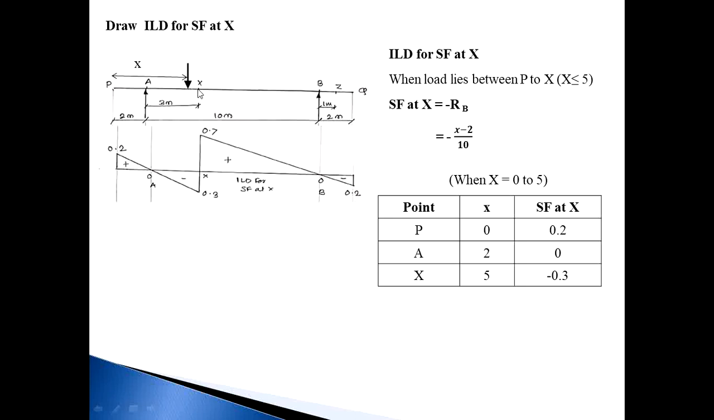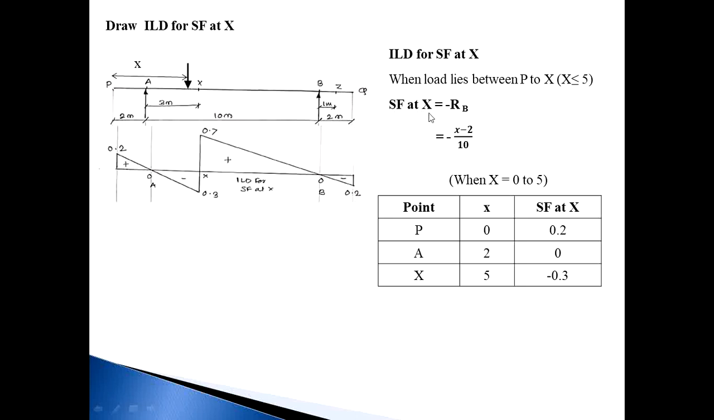So the forces on the left side of X are this 1 kN and RA, and on the right side of X is RB. Then consider the minimum force side. So consider the right side of X.